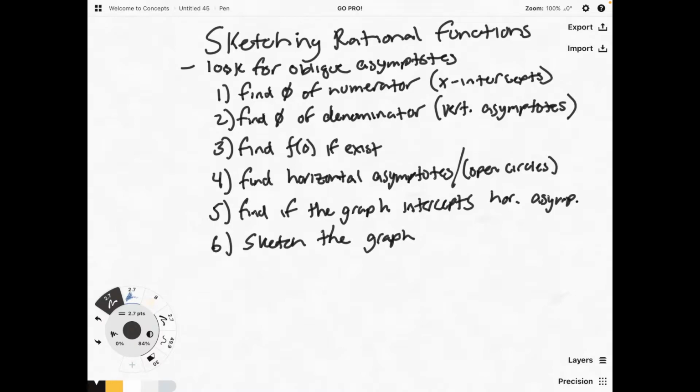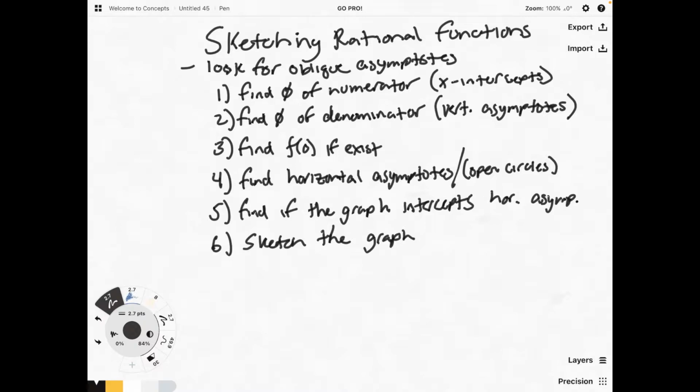Next, you're finding all of your zeros in the numerator. Step 2 is you're going to find all of your zeros of the denominator, which are your vertical asymptotes. Step 3, find f of 0. So you're going to find the y-intercept if it exists, and then you're going to plot that.